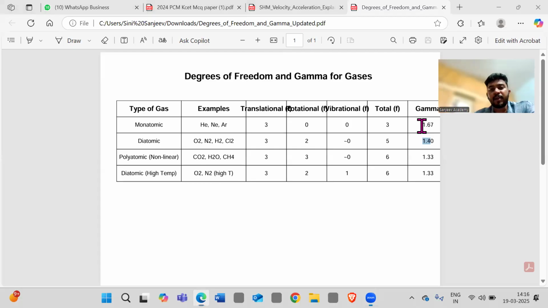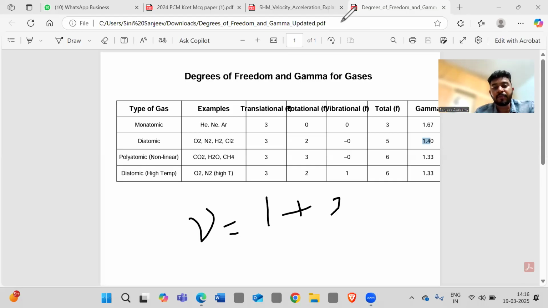Let me see whether I can write it here. This pen, it's not working. Let me see. Gamma is equal to 1 plus 2 by F. Let me check the pen here. Yeah. Gamma is equal to 1 plus 2 by F. F is nothing but degrees of freedom. That is 1 plus 2 by 5.